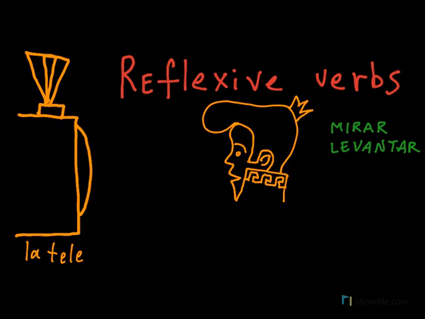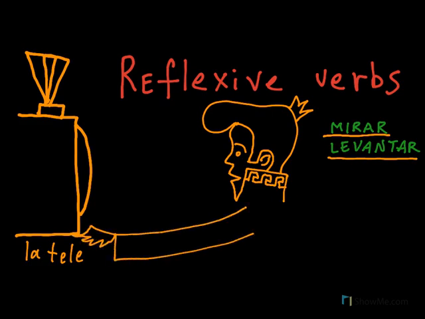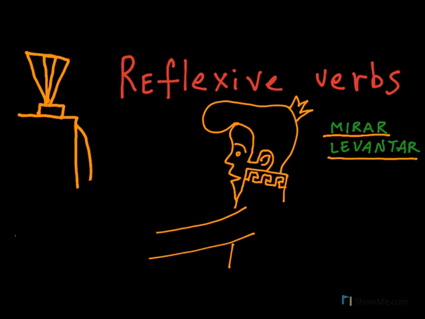So mirar in Spanish would be to watch or to see. So levantar would be to lift, let's say. So he is trying to lift a television, let's say. All right, that's not reflexive because the subject and the object, television, are not the same. But let's pretend that it's not a television anymore. It's not la tele. What would it be? It would be the mirror, el espejo.